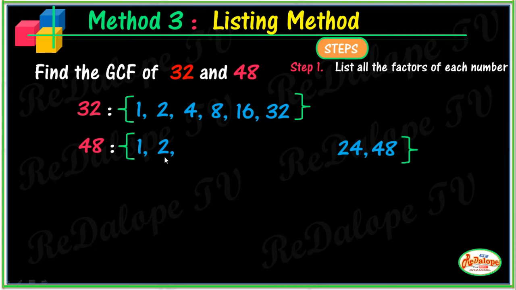Now what's next? That is 3. 48 divided by 3 is simply 16. Then what follows 3? We have 4. 48 divided by 4 is equal to 12.